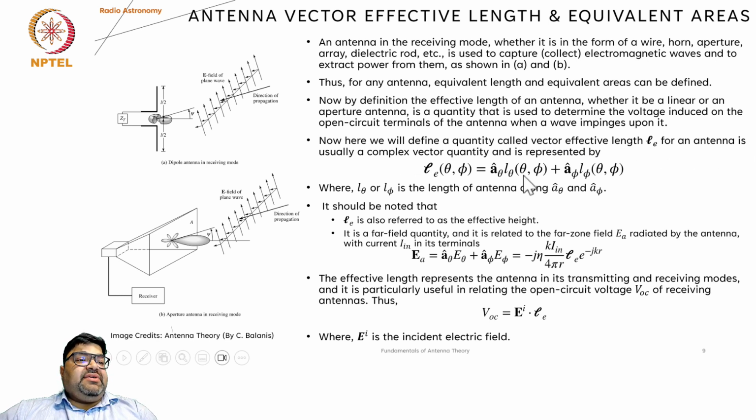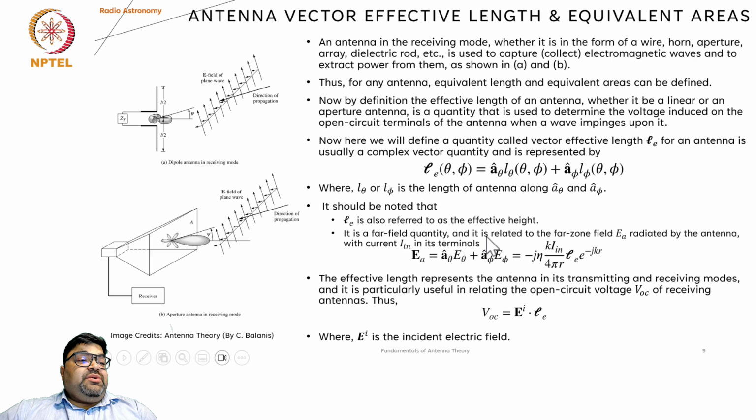which is a complex vector quantity and is represented by L_E(theta, phi), given by a_theta L_theta and a_phi L_phi, where L_theta and L_phi are the length of the antenna along theta and phi directions, of course.